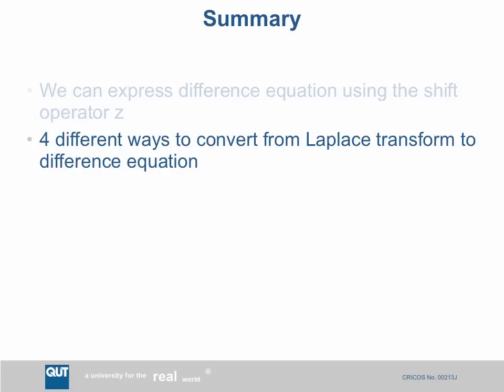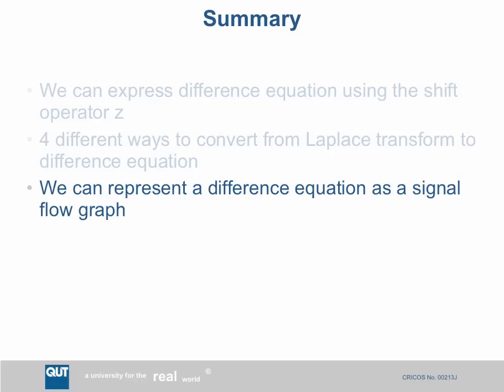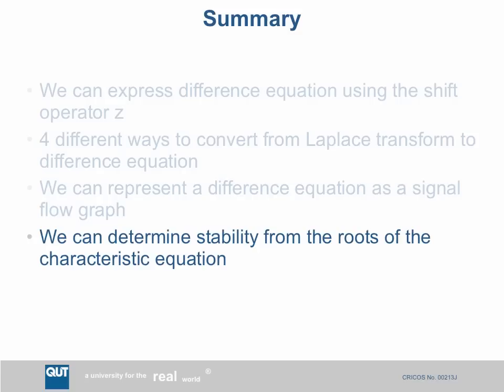We talked about how we can represent a difference equation as a signal flow graph, where we have a bunch of delay blocks and a bunch of adders, and we connect all the current version and old versions of the output, the current version and old versions of the input together in the right way to produce the current value of the output. We also looked at how we can determine the stability of a difference equation from the roots of its characteristic equation.